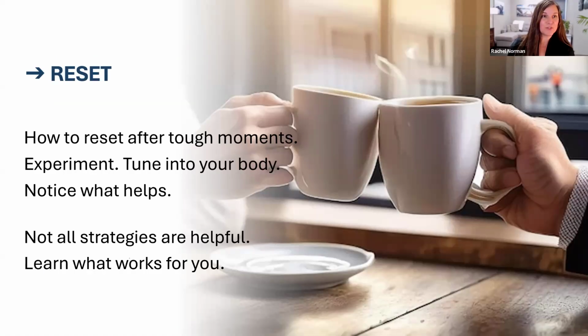So resetting, we'll just take a couple of minutes here to go over some of these ideas. After tough moments, we need some way to recharge and to be able to move forward, right? And hopefully shift out of rumination. Not all of these strategies would be helpful for you. It really does take some experimentation to learn what works for you.